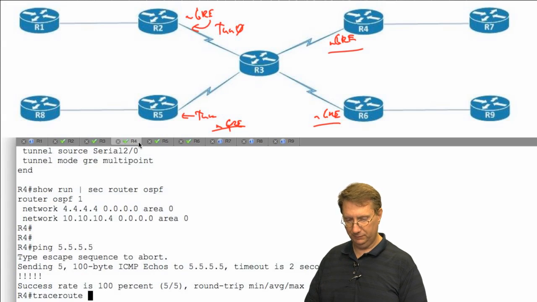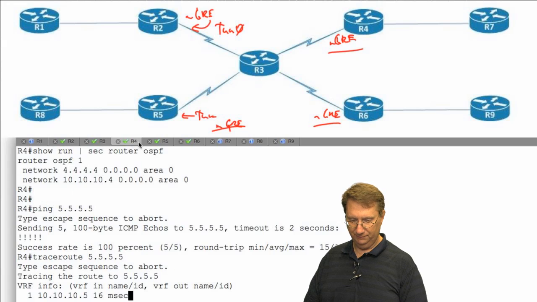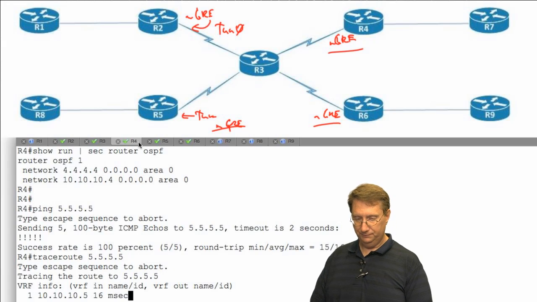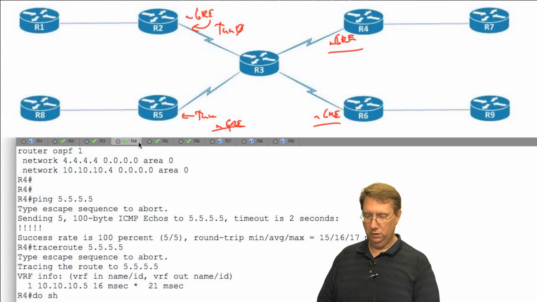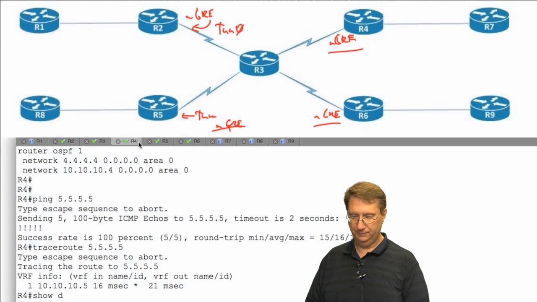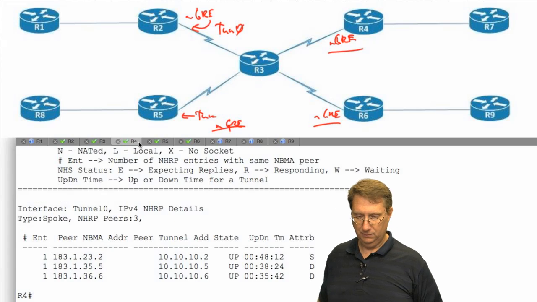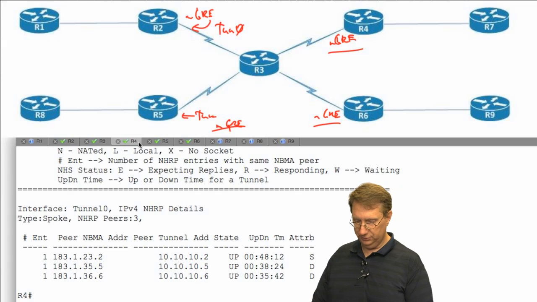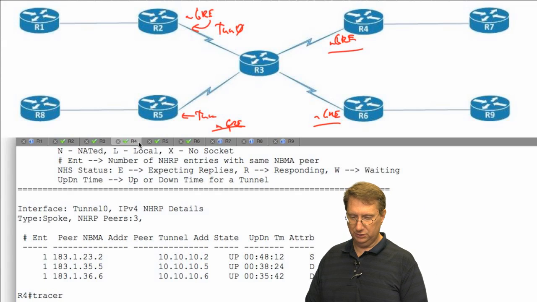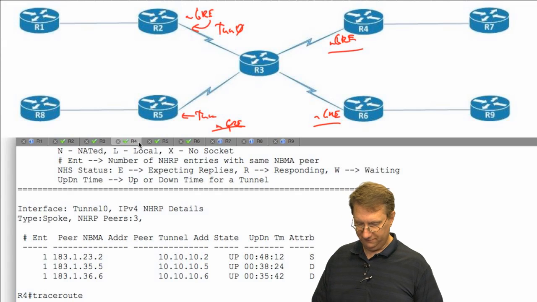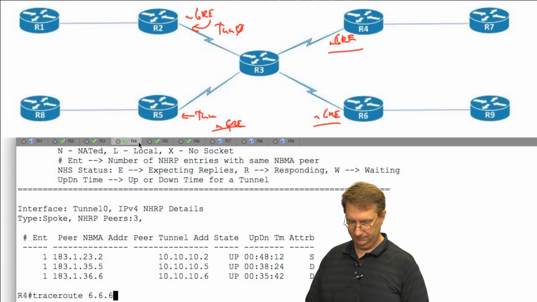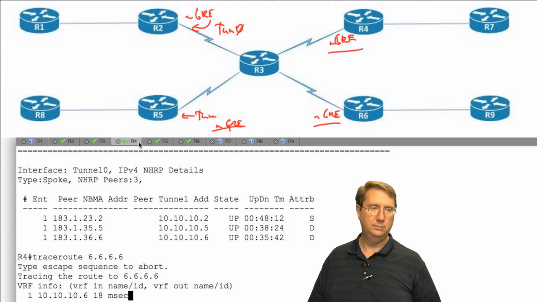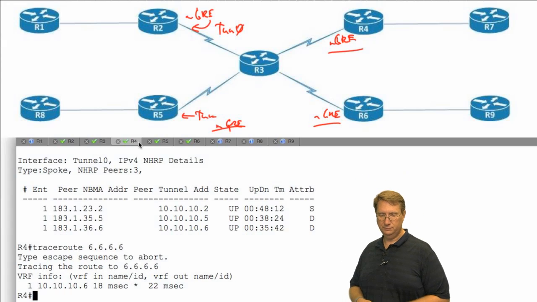Let's look at a trace route. 5.5.5.5, went straight to 5. Do show DMVPN, and we still have our dynamic mappings. So again, I'll just check the others. So we'll say trace route to, let's see, what did we do? 5.5.5.5, so 6.6.6.6. Direct to the device in question.